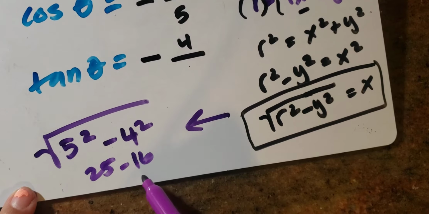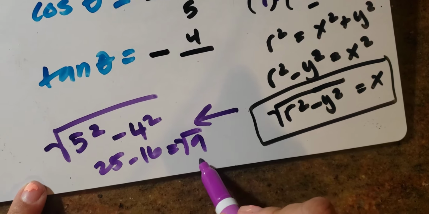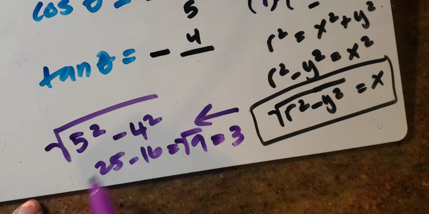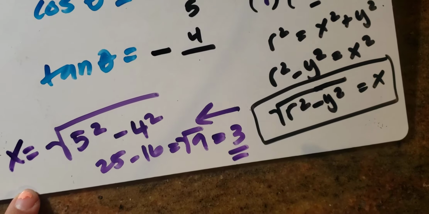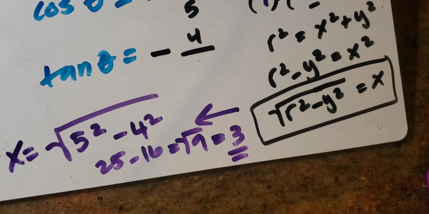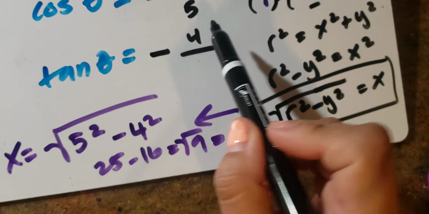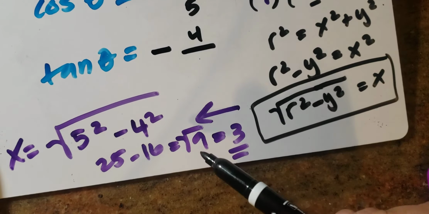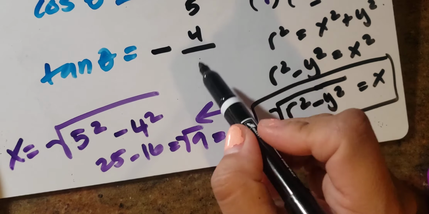Okay, and 25 minus 16 is 9, but we want to take the square root. And the square root of 9 is 3. So what did we just solve for? We just solved for x. So x equals 3. Okay, so with that said, cosine of theta should be negative 3 over 5.